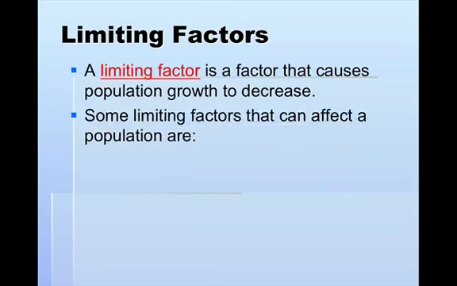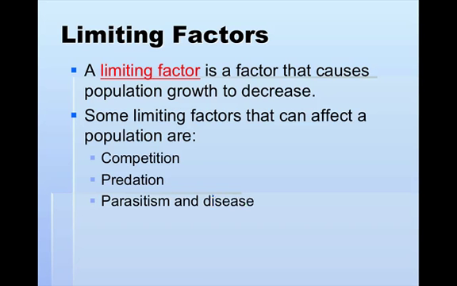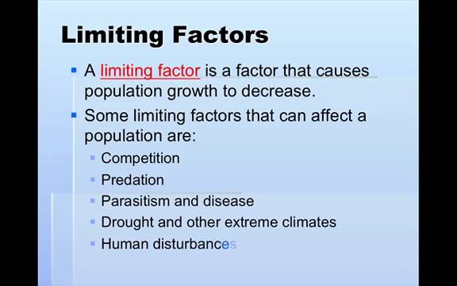What are some of these limiting factors that can affect population? Competition, which we talked about in the previous podcast, predation, and parasitism and disease. We just introduced them in the previous podcast, and now we're going to talk about them in a little more detail. Also, we're going to add drought and other extreme climates to this list, and human disturbances. So we've briefly discussed the first 3, and we're adding the bottom 2. So, how does this occur?